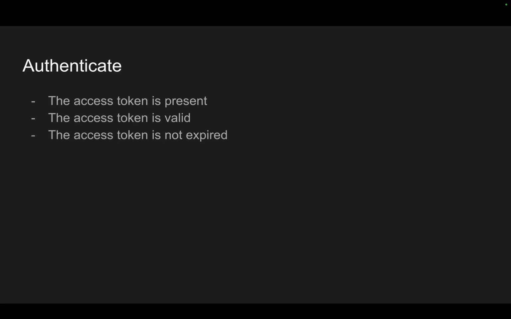Now there are two parts, authentication and authorization. Let's look at authentication first. So how the resource server authenticates the request. In order to authenticate the request, the access token should be present. If it is not present, then the request is considered not authenticated. The access token should be valid as well. So it should not be any random string. It should be a valid access token. And the access token should not have expired. It should be valid.